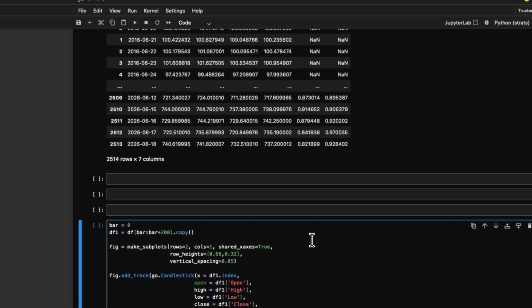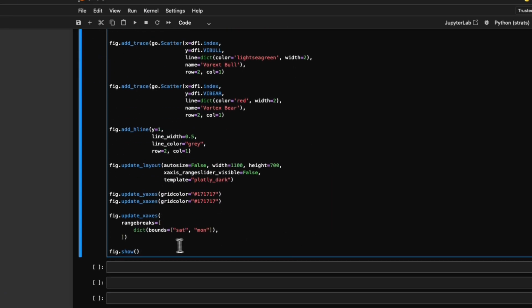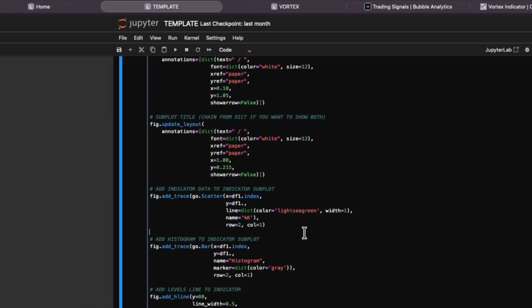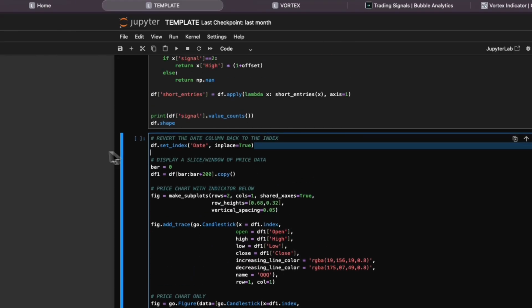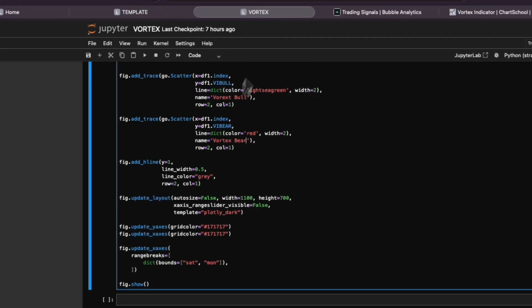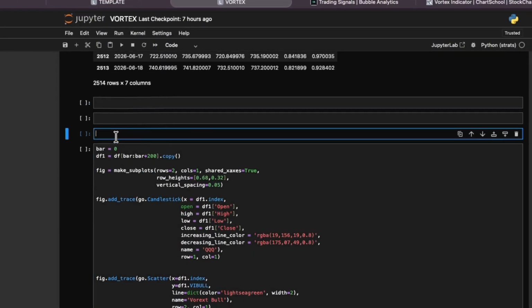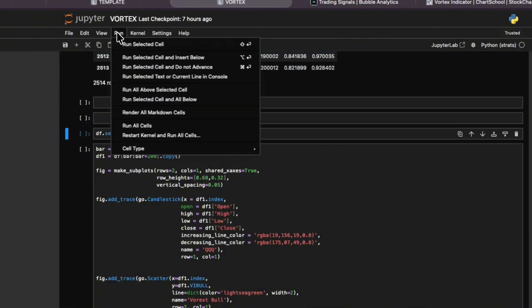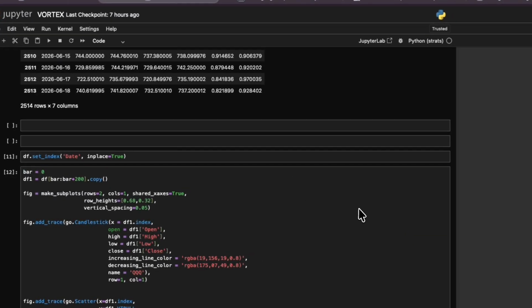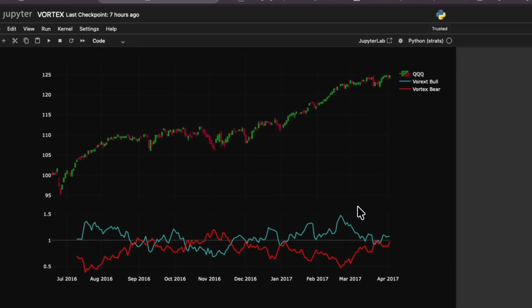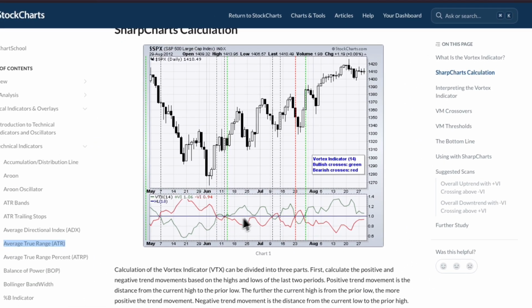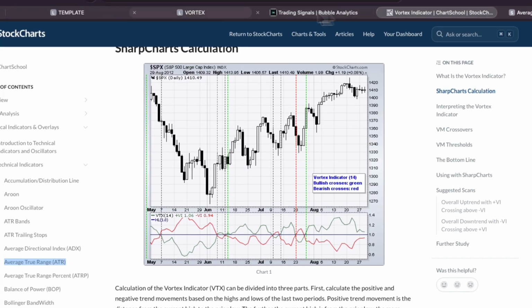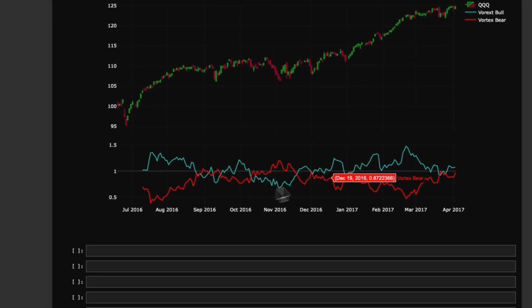Okay, and then the final thing, because we want to render the month and year on our x-axis, we need to set the date column as the index. So just grab that last little line there, pop that above, and if I now run everything here, we should theoretically, there we go. So now we've got our vortex indicator. We can go back in and check to see, does it look the same? And it looks pretty good. So that is the vortex indicator.